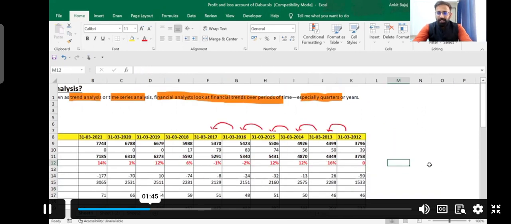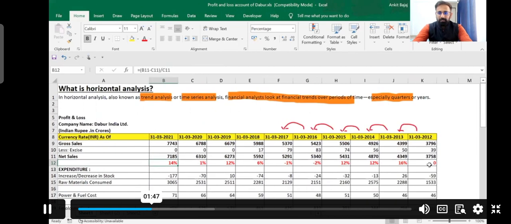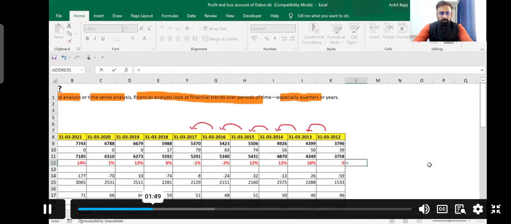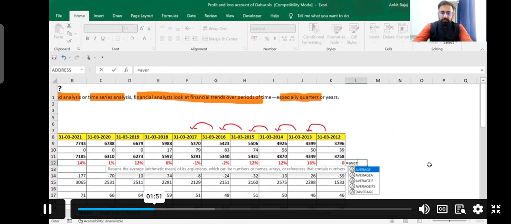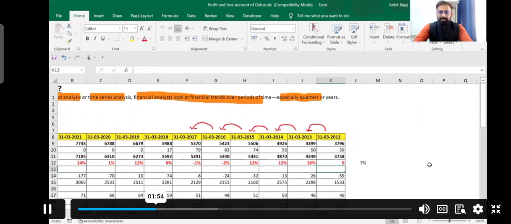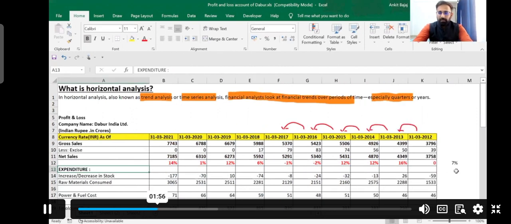And if I calculate the average growth, you can see there is an average of 7% growth in sales every year, right?